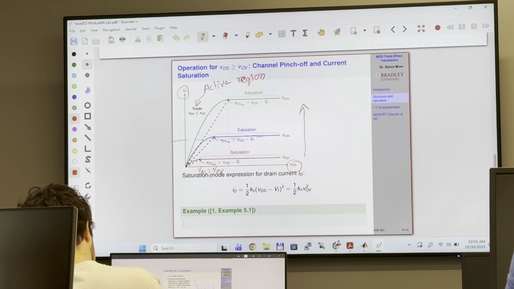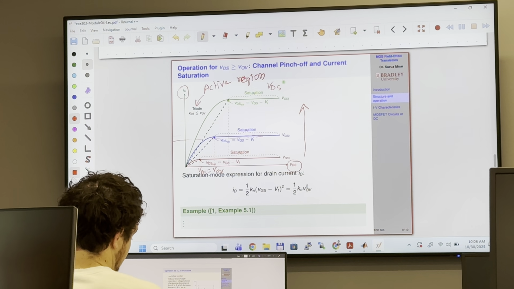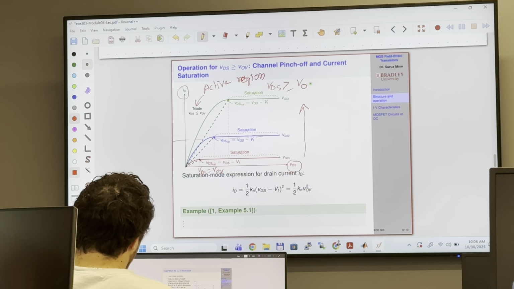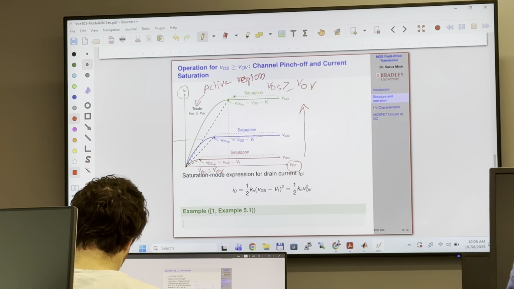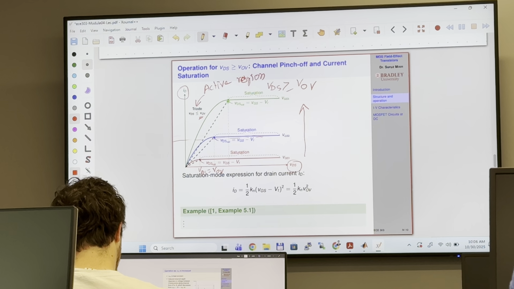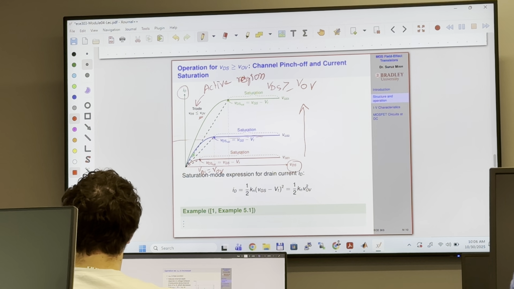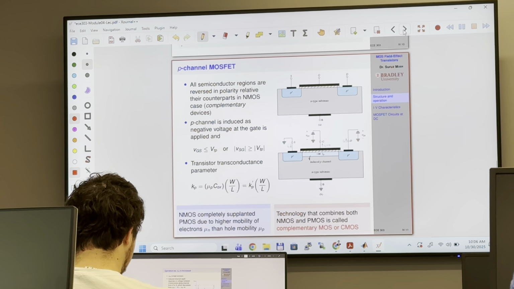Current is constant after VDS greater than the overdrive voltage. You can just write it down: VDS greater than or equal to overdrive voltage. So when VDS is greater than or equal to the overdrive voltage, the MOSFET is going to operate in the saturation region. If VDS is less than or equal to the overdrive voltage, then your transistor is going to act like a resistive device, in the active region.